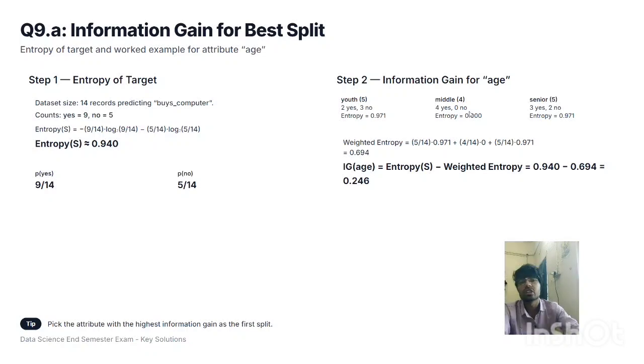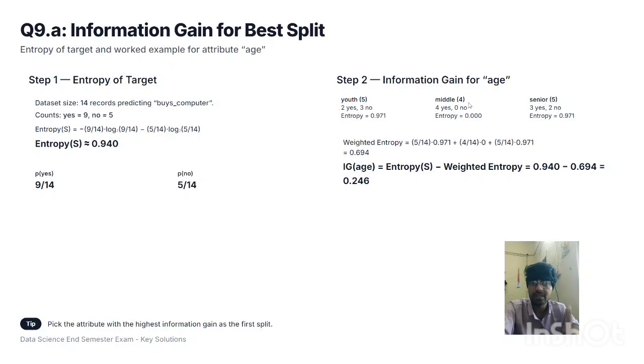Now let's go to question number 9, which is about decision trees using information gain. This is computationally heavy, so pay attention. For question 9 part A, we are given a data set with 14 records, and we need to find which attribute gives the best first split.